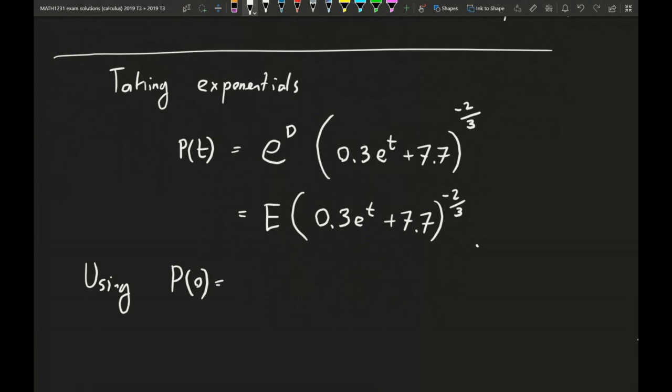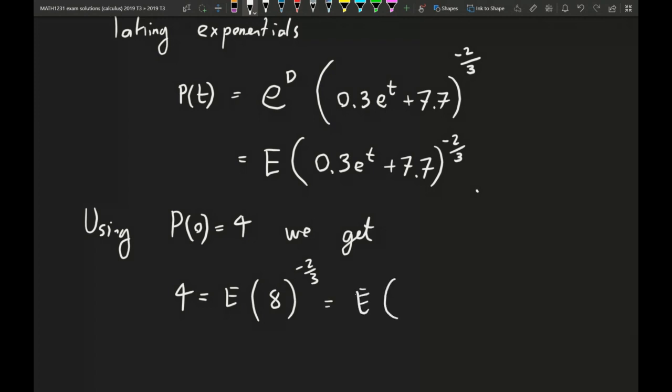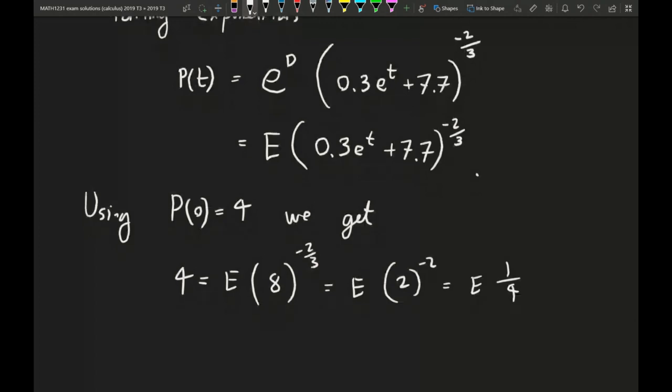the fact that we know at initially at 0 months, 4 tons, we get, well, what do we get? We get 4 is, so I better hurry up. So 4 is equal to E times, well, if you plug in T equals 0, you get 0.3 plus 7.7, that is an 8 to the minus 2, which is E times, well, this is quite nice, it's really just 2 to the minus 2, it is E 1 over 4. So that means E has to be 16 to make a quarter of that equal to 4.